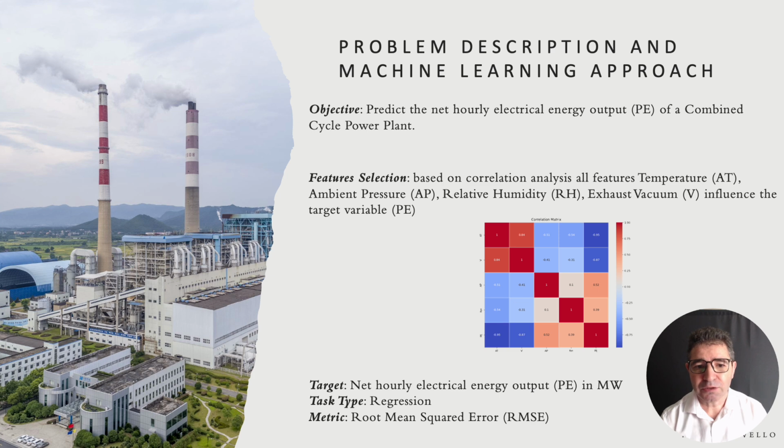Based on the correlation matrix, all features had a significant correlation to the target variable. Based on these results, all 4 features were selected for the modeling process. Since we are predicting a continuous variable, we can apply a regression analysis. To evaluate our model performance, we will use the root mean square error, which measures the average magnitude of the errors between predicted and actual values.